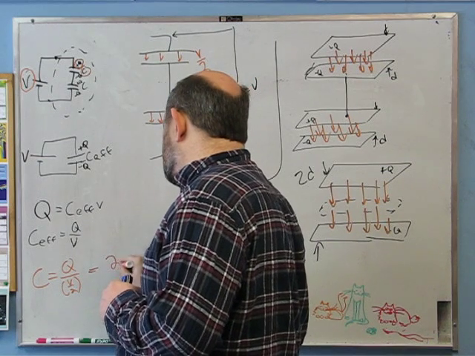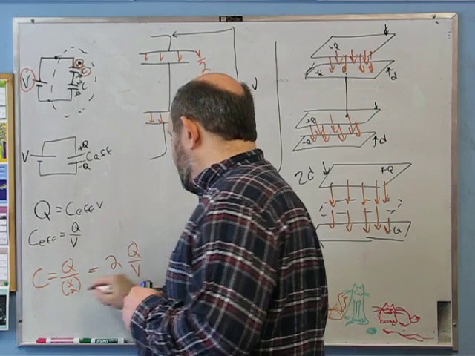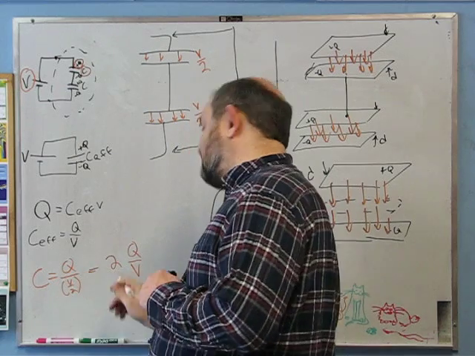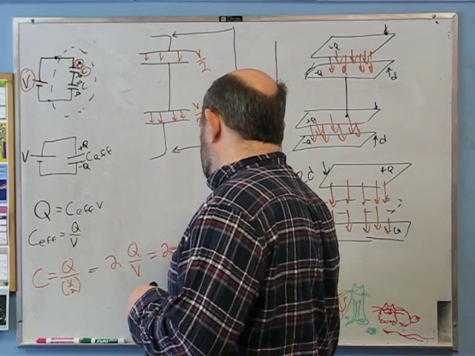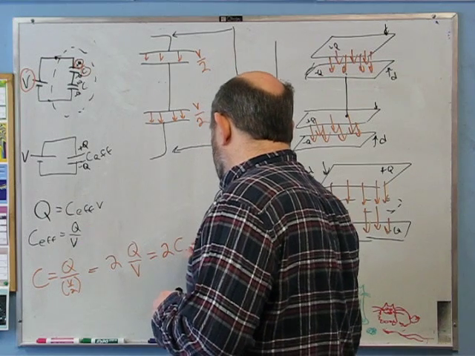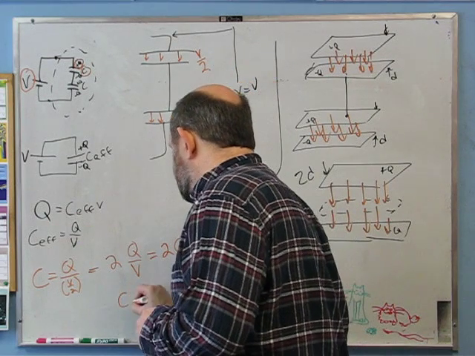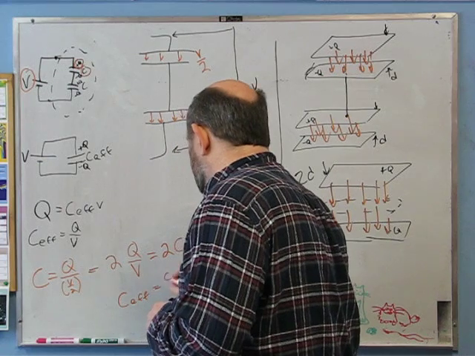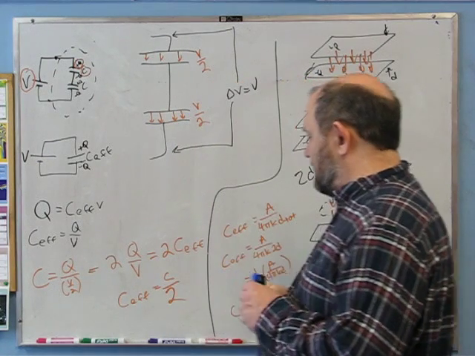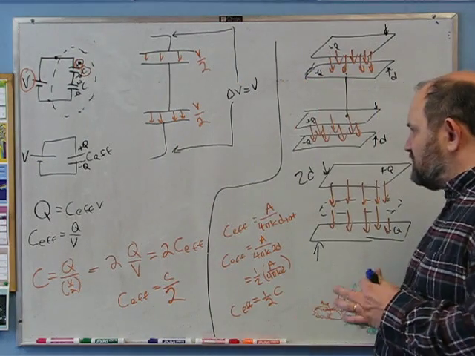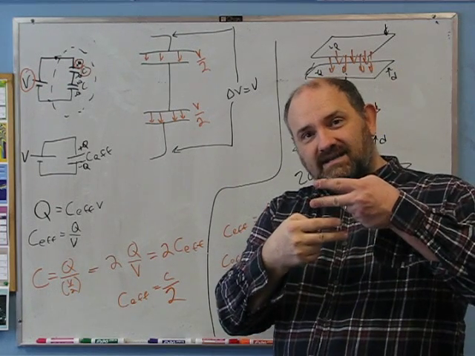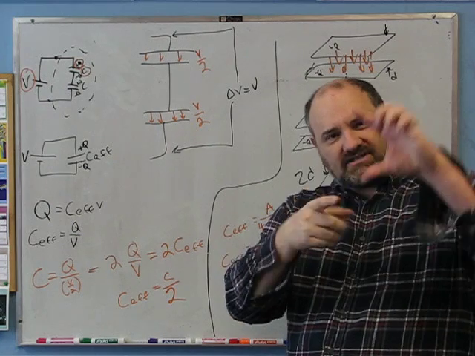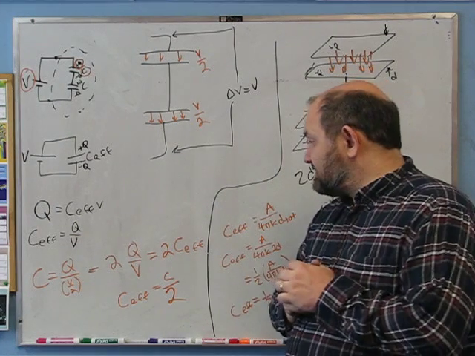Well, that's the same as 2 times Q over V, right? I factor out this 1/2, and it's 1 over 1/2, which is 2. 1 divided by 1/2 is 2. Notice C effective is Q over V. So I get that C effective is C over 2, again, by thinking about it this way. So that's what happens. When you put two capacitors in series, you get a lower capacitance. It's just like having put a wider capacitor. Remember, you want them narrower to have a higher capacitance.